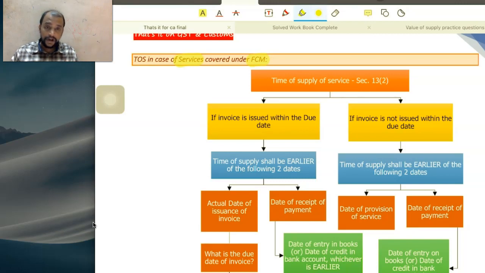If invoice is not issued within the due date, then completion date, that is date on which service is completed, or date on which payment is received, whichever is earlier. So we will see this with the help of an illustration.